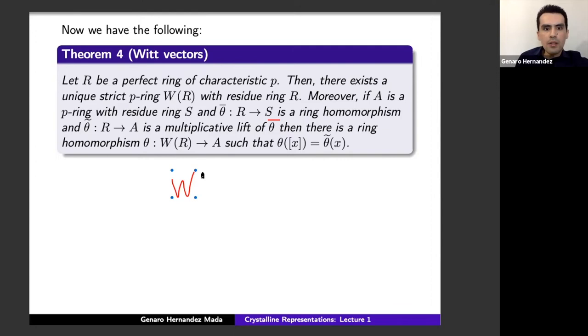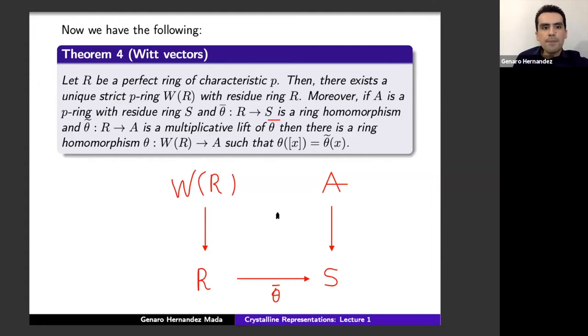So this is something like this. We have the ring of Witt vectors, and if we reduce we get R, right? So that's the ring that I'm going to construct in this theorem. But the important thing is this: if A is a p-ring with residue ring S, and I have here, so this same characteristic p, right? It's a ring homomorphism. So S is the residue ring of A. A is a strict p-ring, is a p-ring. Okay, so this is reduction modulo p.